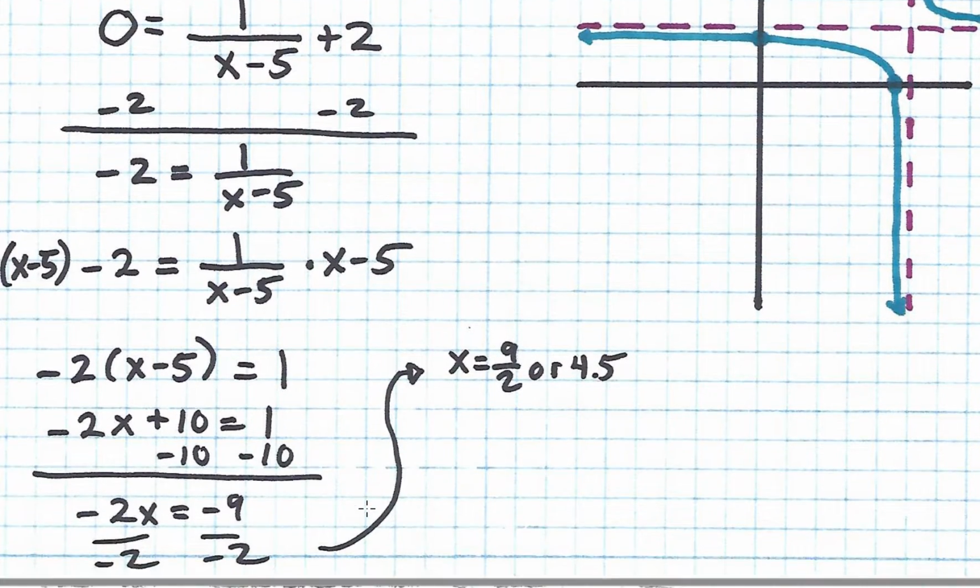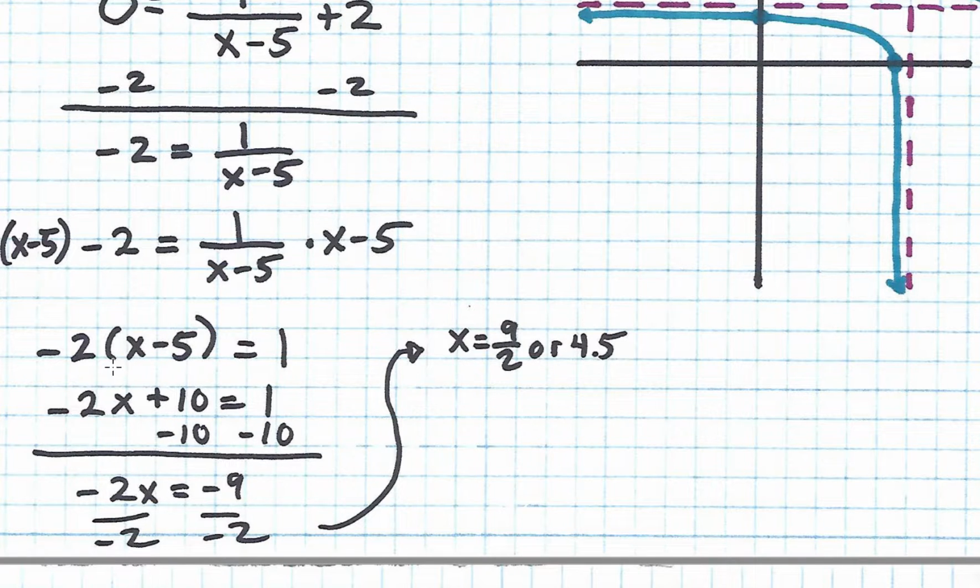Okay? So then you have a couple options. You can distribute if you want, or you can divide both sides by negative 2 right away. I distributed just so we didn't have to work all the way through with fractions. So then you would subtract 10 and then divide by negative 2 to get 9 over 2, or 4.5 in decimal form. So your x-intercept is at the point 4.5, 0.